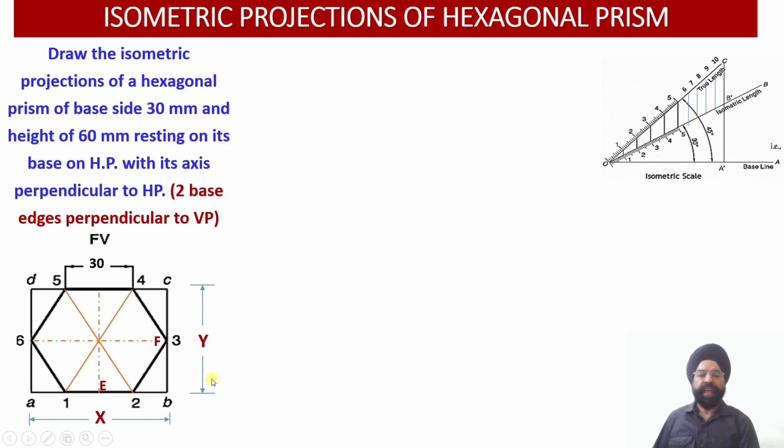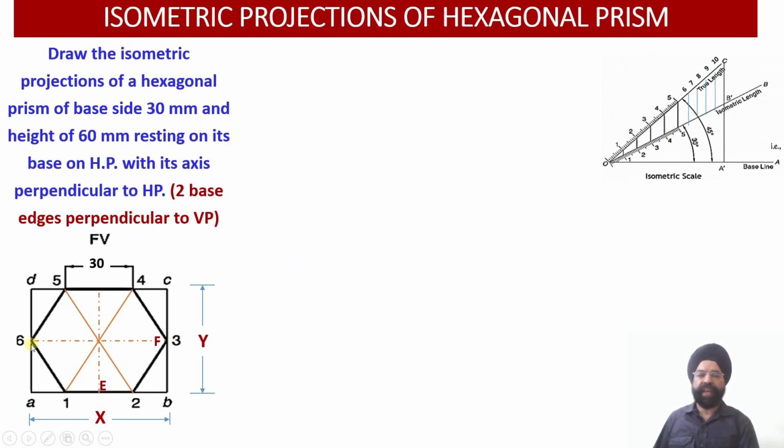Now in this rectangle there is a longer edge, which is AB, and a shorter edge, which is BC. This longer edge AB we have marked as x millimeter, and this shorter edge BC we have marked as distance y millimeter. Now we know the distance x and we know the distance y, so in true length both of these distances are available with us. So we will be converting them to the isometric lengths corresponding to x and y, and those lengths will be plotted onto the isometric projection.